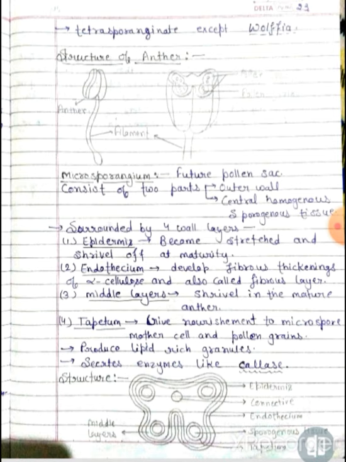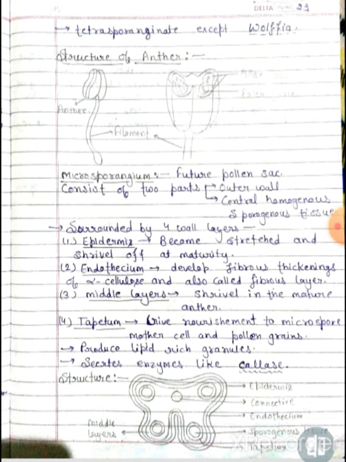Next I'm going to tell you about the microsporangia. What is a microsporangium? Microsporangium becomes a future pollen sac. So the microsporangium is an immature part, and it becomes a future pollen sac. If we talk about the internal structure of the microsporangium, it consists of two parts, the outer wall and the central homogeneous sporogenous tissue.